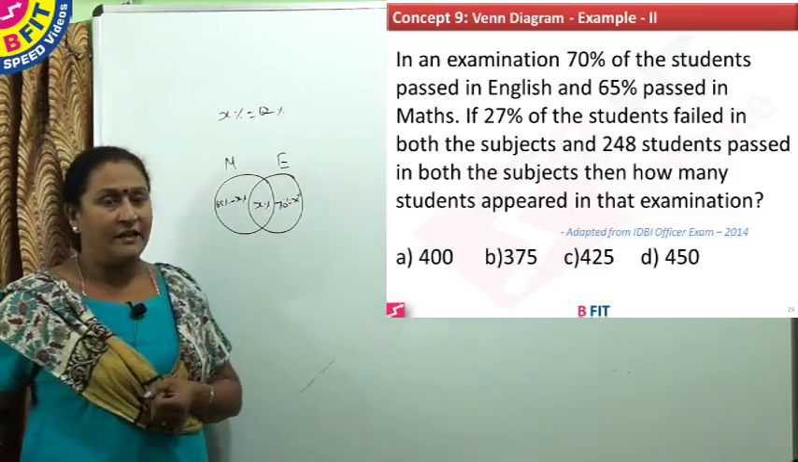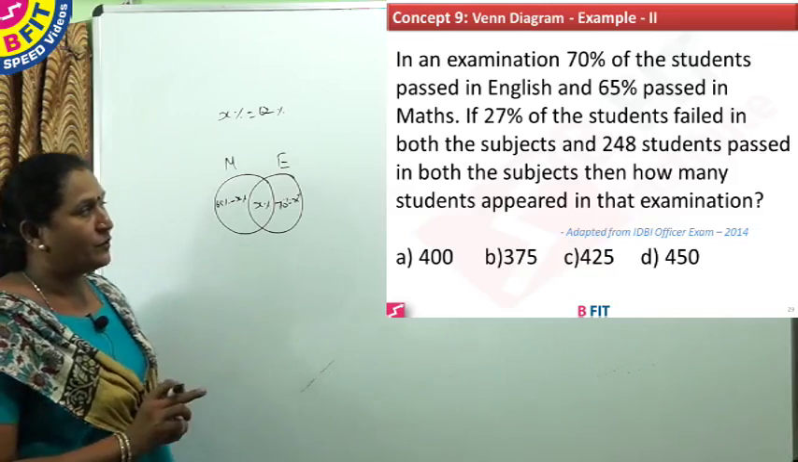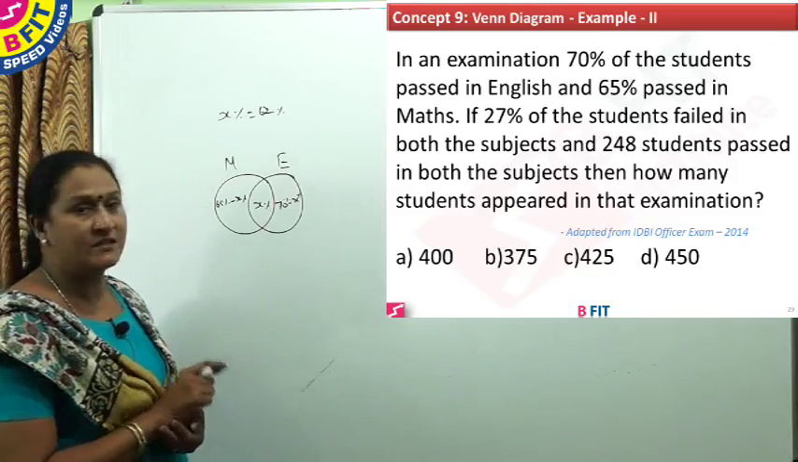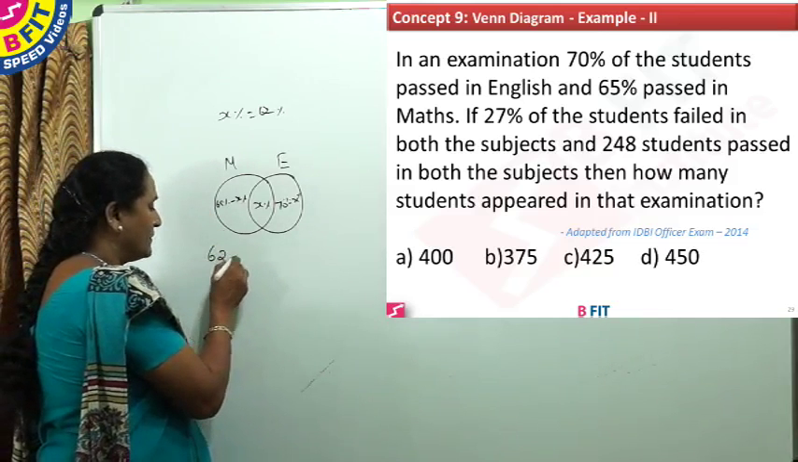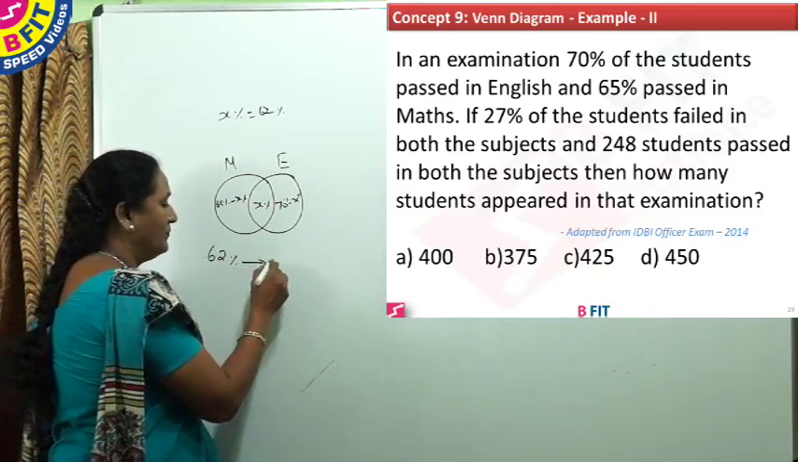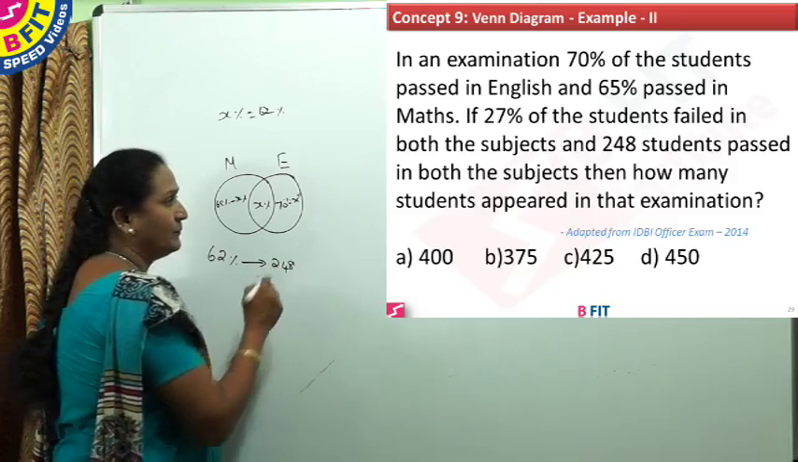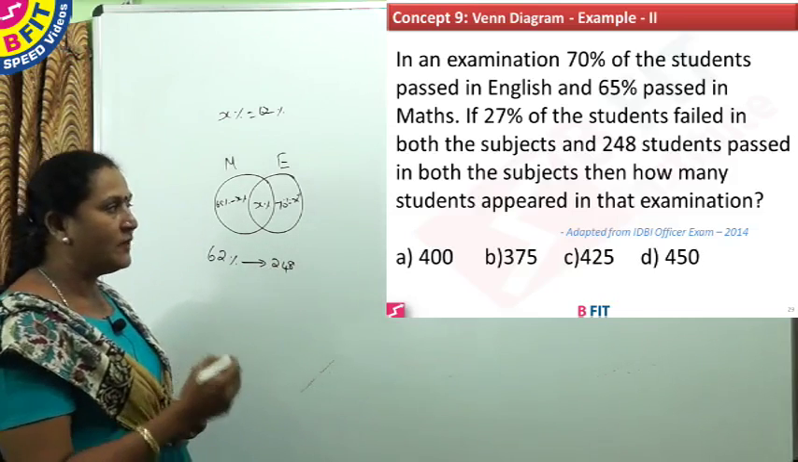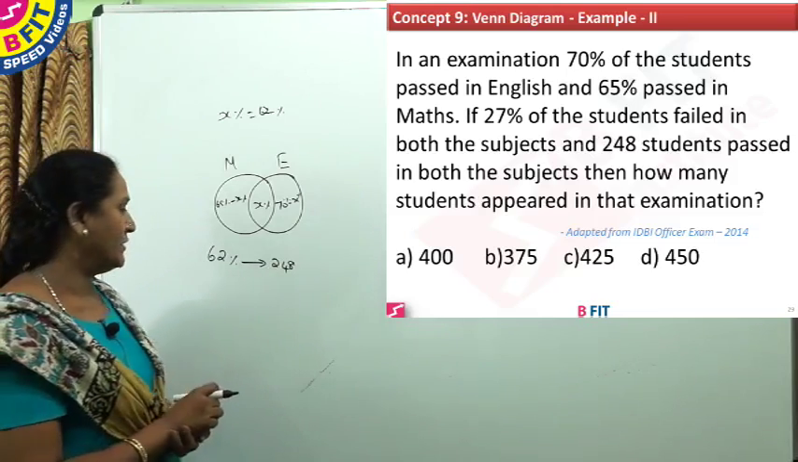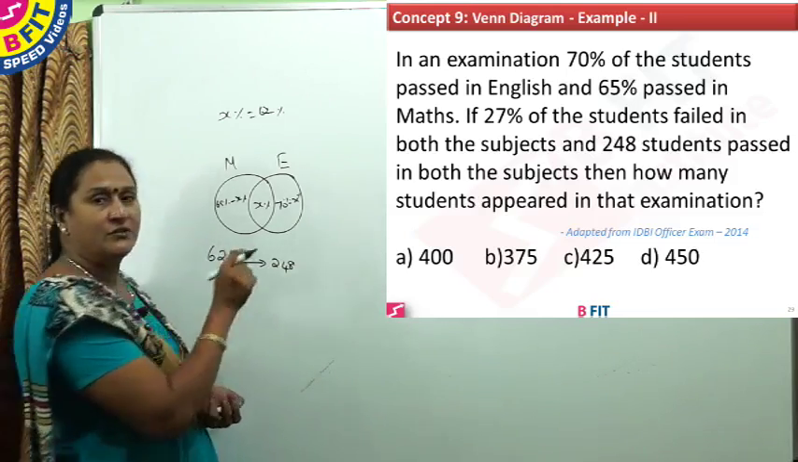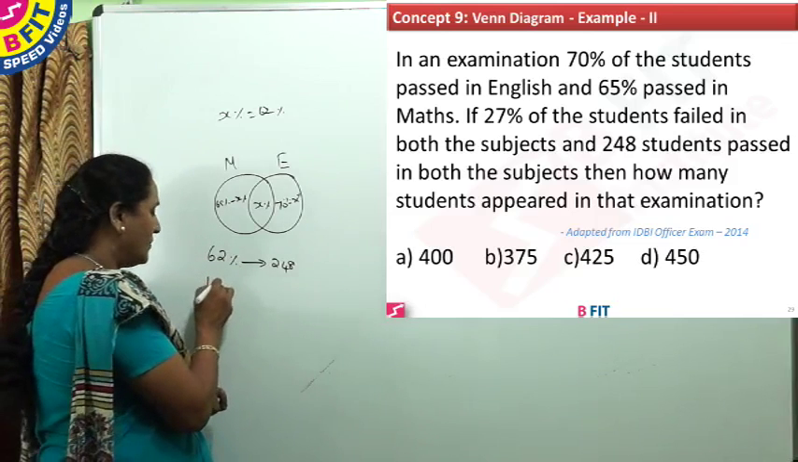So now what is the detail given? The number of students who passed in both the subjects is given as 248. It means that 62% of the total is 248. We are asked to find how many students appeared in that examination, that is, the total number of students. Now if 62% is 248, what will be 100%?